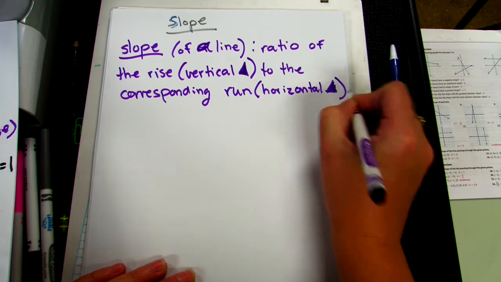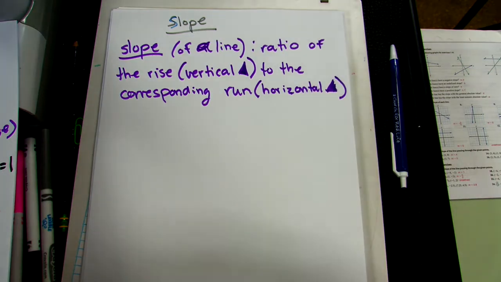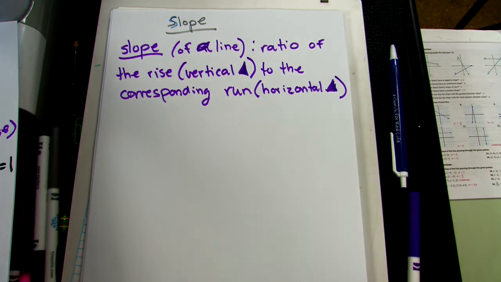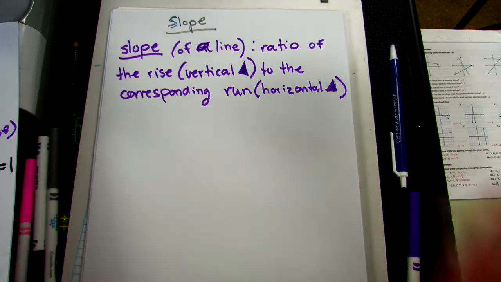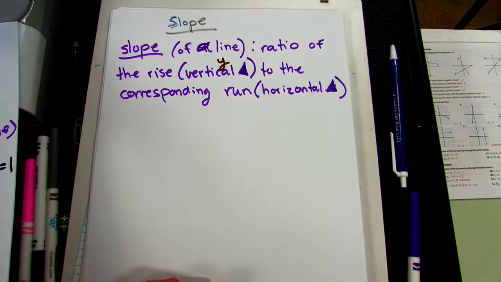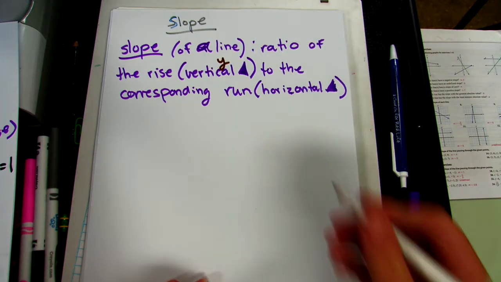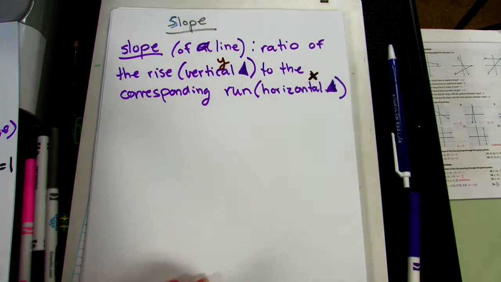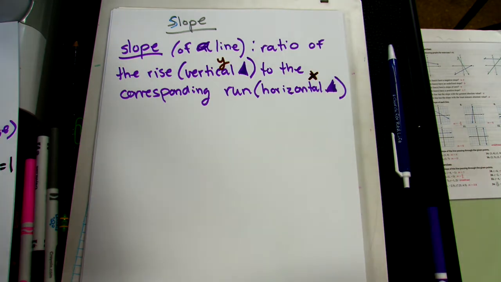So if we're thinking about a graph, the vertical axis is your y-axis. So when we're talking about the vertical change, we're talking about the change in y. And when we're talking about the horizontal change, we're talking about the change in x. Rising would be up and down, running would be left and right. So rising, y, vertical; running, horizontal, x. All of those words go together.